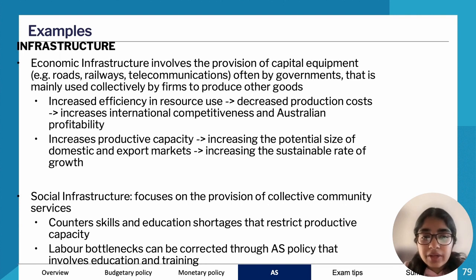Next, social infrastructure. This is more about collective, community services. So stuff like education, addressing shortages, labor bottlenecks, stuff that causes unemployment, and so on. So that's social infrastructure.